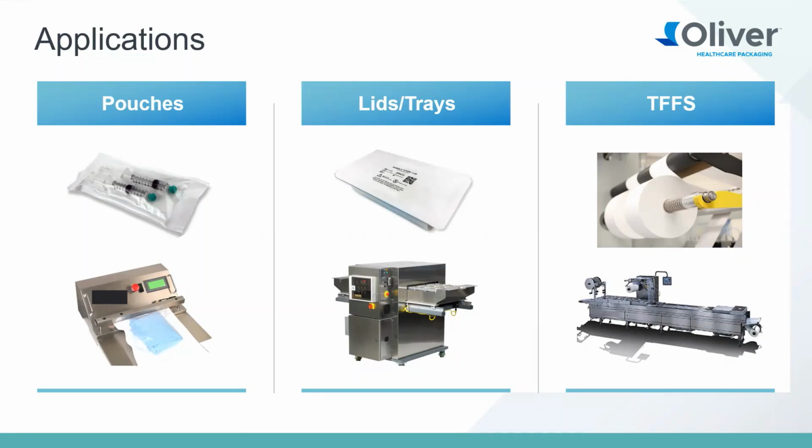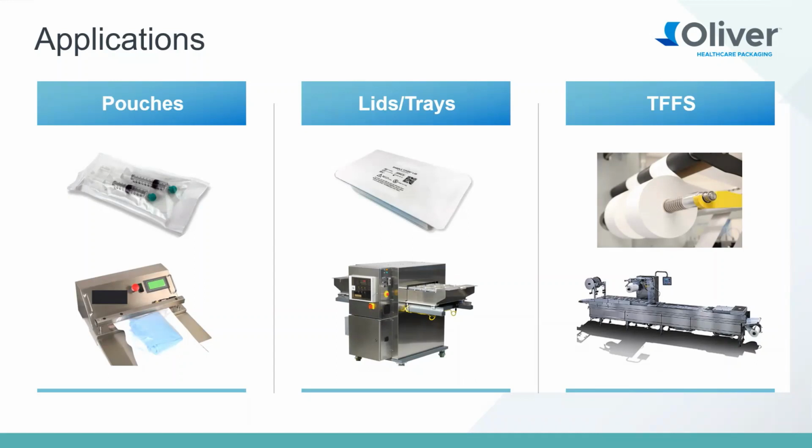And then lids and trays. So think about a thermoform tray with some type of a lid, and heat seal coating would be applied to that lid. And that picture in the middle on the bottom is a typical shuttle sealer that might be used to seal a lid to a thermoform tray.